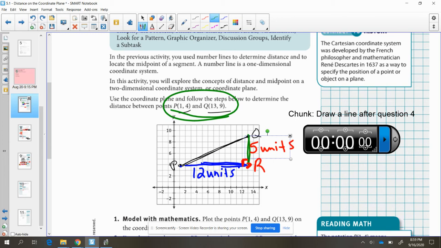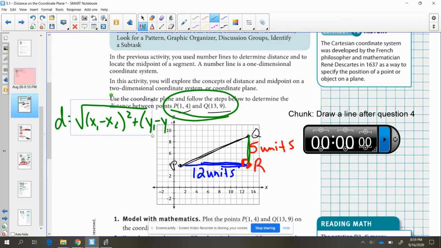So what we can do is use that distance formula to plug in. So reminder, distance formula, x1 minus x2 squared plus y1 minus y2 squared. All that's underneath our radical. So I'm going to plug in my x values. So 1 minus 13. And then I'm going to plug in my y values, 4 minus 9.